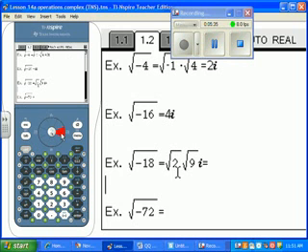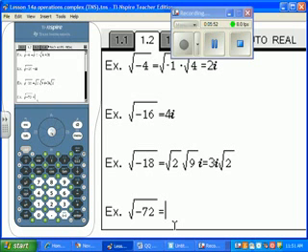Can you reduce the square root of 2? No. What's the square root of 9? 3. So this needs to be 3i square roots of 2. 3 square roots of 2i? No. You've got to have the number out front.